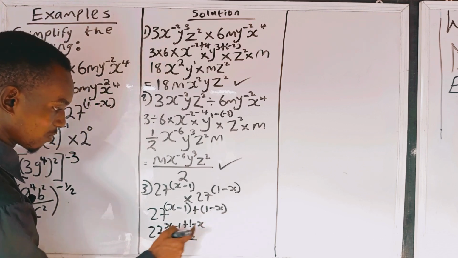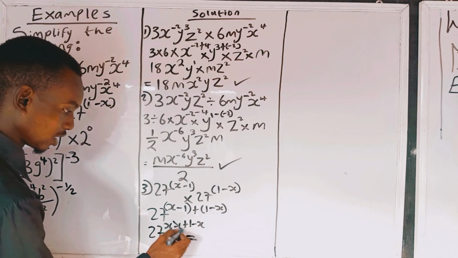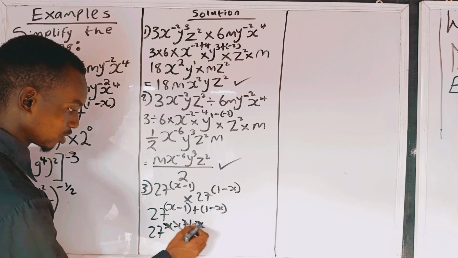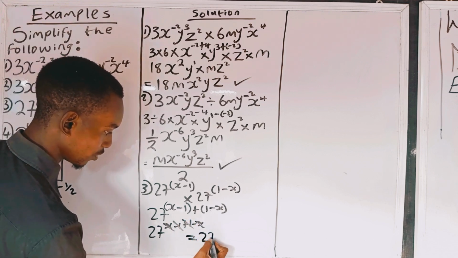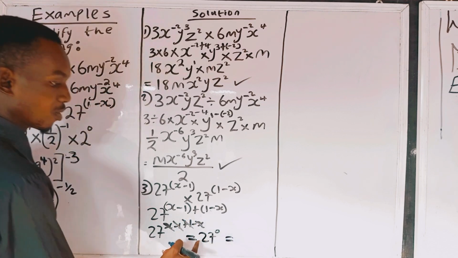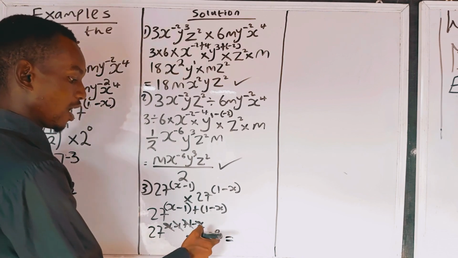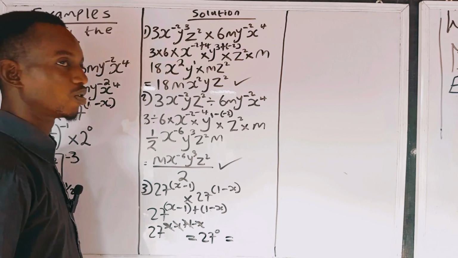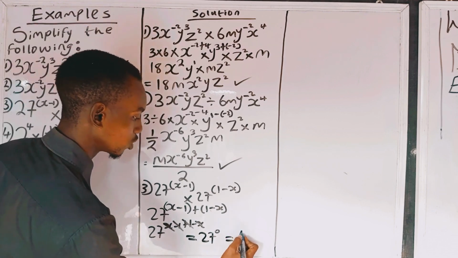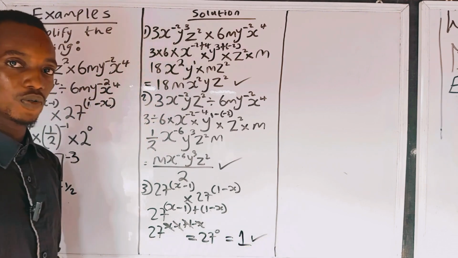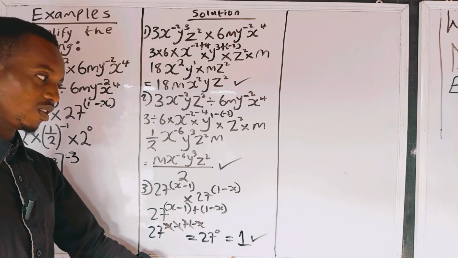So here we have x minus x gives us 0. Negative 1 plus 1, x minus x gives us 0. So we have 27 raised to the power 0. And don't forget from our 0 index, any non-zero number raised to the power 0 gives us what? 1. Final answer for that. Can you see the third law?